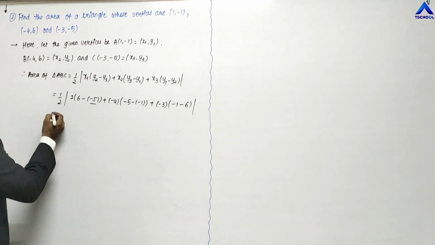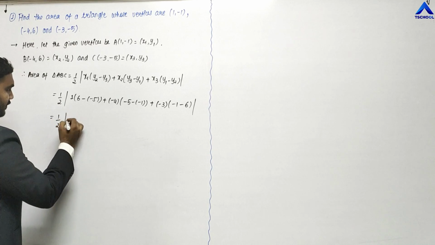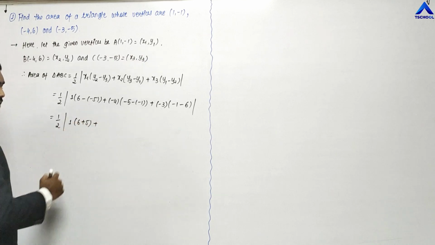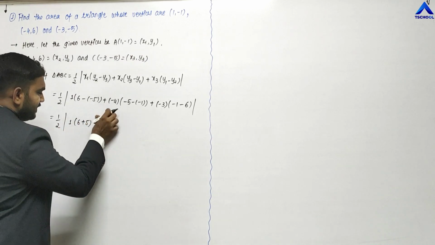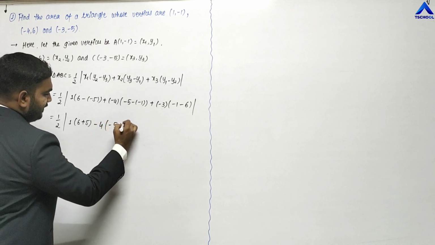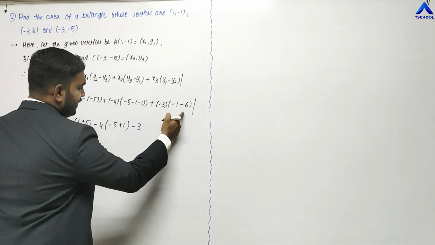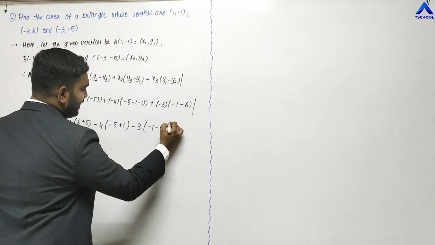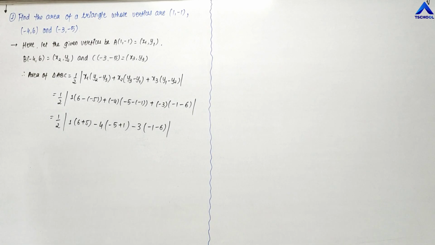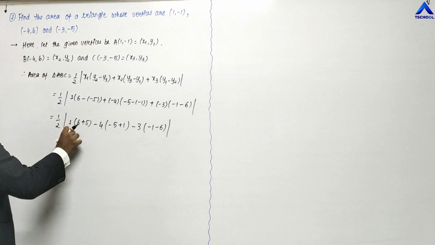Now we will solve the signs. That equals 1 by 2 modulus of 1 into 6 plus 5, because minus minus is plus; here plus minus is minus, so minus 4 into minus 5 plus 1; and here again plus minus 3 into minus 1 minus 6 as it is. Is this clear, friends? We have simply solved all these signs.